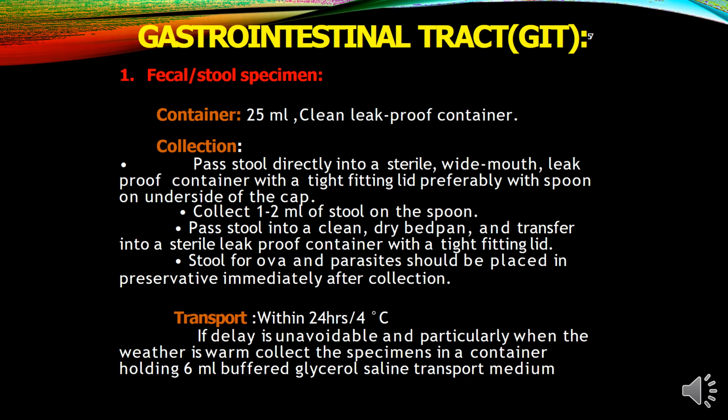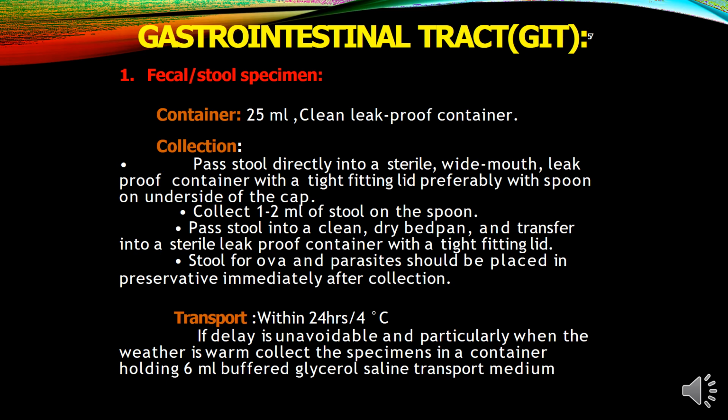GI tract. Fecal specimens. So around 25 ml of specimen is collected in a clean leak-proof container. So how to collect it? Pass the stool directly into a sterile wide mouth, leak-proof container, which should contain a spoon. Collect 1 to 2 ml of stool in the spoon. Or pass the stool into a clean dry bedpan and transfer it into a sterile leak-proof container with a tight fitting lid. Stool for ova and parasites should be placed in a preservative immediately after collection. So transport should be within 24 hours at 4 degrees Celsius.